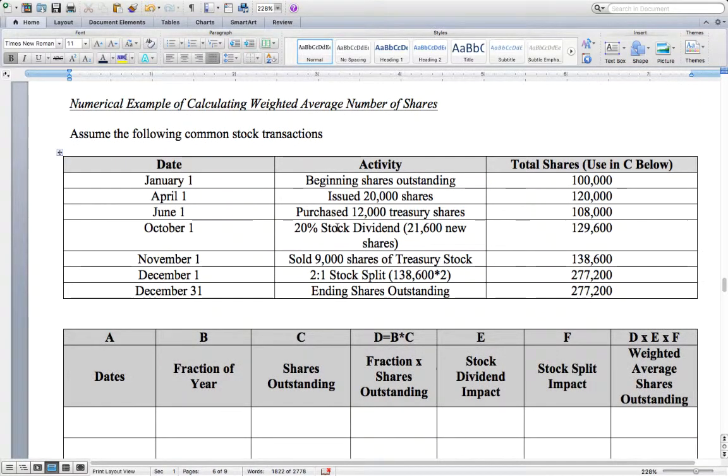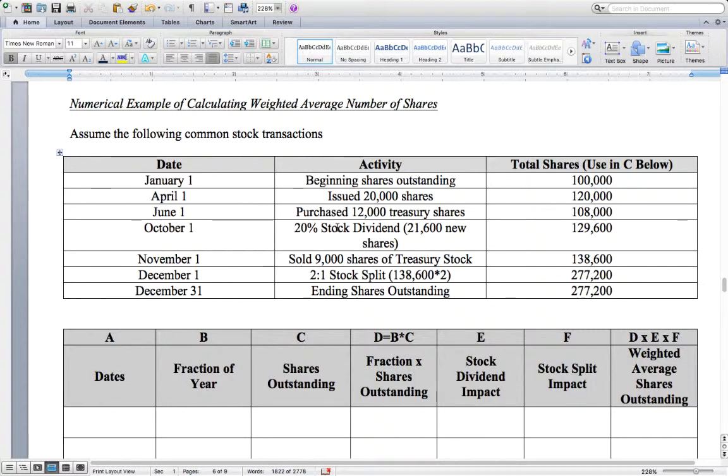As I've given you here, there are 7 transactions that occurred throughout the current year. Then the activity lists what they were, and then the total shares to use in column C below in this table. The total shares column there is just a running total of the shares outstanding at that point in time. This is an important way to look at it, in my opinion, because it makes it clear how many shares were outstanding at each point in time.